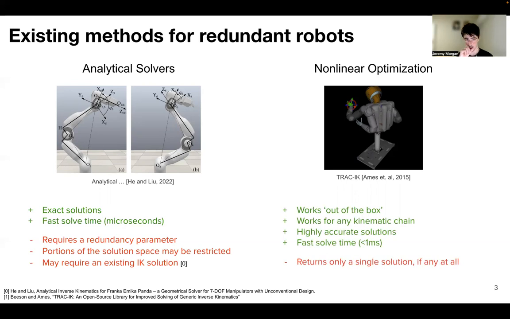In the other camp, nonlinear optimization methods work by optimizing a randomly initialized joint configuration. Optimization steps use the pseudo-inverse of the end effector's Jacobian in order to iteratively move the end effector closer to the target pose. The benefit of these methods is that they work out of the box for reasonable kinematic chains, and they generate arbitrarily accurate solutions quickly. The downsides, however, are that they will only return a single solution if one is found, and they may fail to find a solution even if it exists.